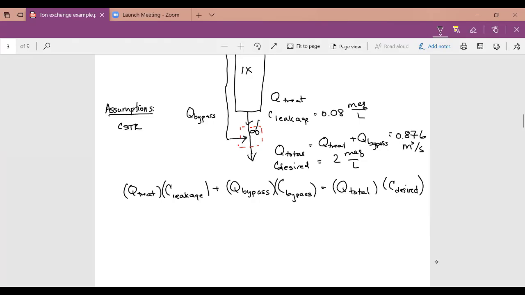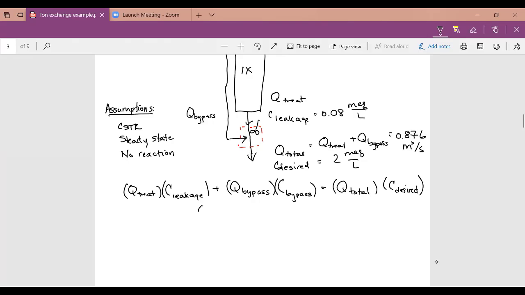Okay, exactly, steady state. And one more assumption. So we have no reaction. These assumptions are all for our mass balance around the mixing. And we also have, as I've written here, C total equals C treat plus Q bypass.